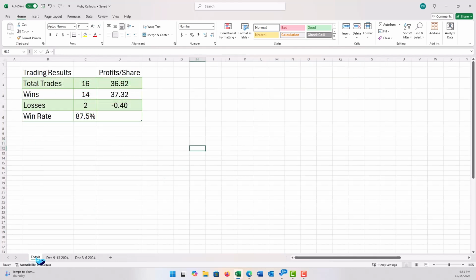So I've got a running total here that we share. We've got a total of 16 trades. Since we started doing this December 3rd, 14 wins and 2 losses. So we've got 36.92 in total trades. 37.32 was our wins, and our losses was 40 cents for a net of 36.92.